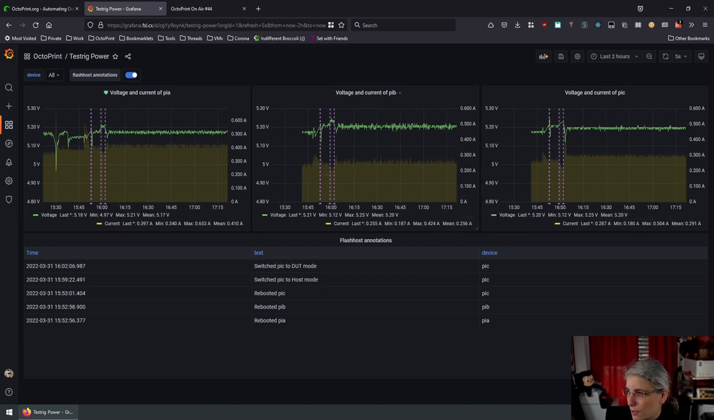Because we have a mean of 0.256 amps over here on Pi B without anything, and 0.291A on Pi C with the PiCam. So something like 40-ish milliamps maybe, which is nice, especially compared to the USB webcam, which eats 150 milliamps almost. Oh yeah, actually something like that. So yeah, fun things. So I'm going to keep it like that.